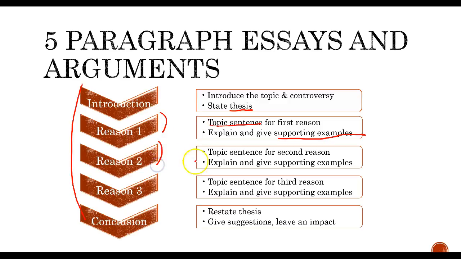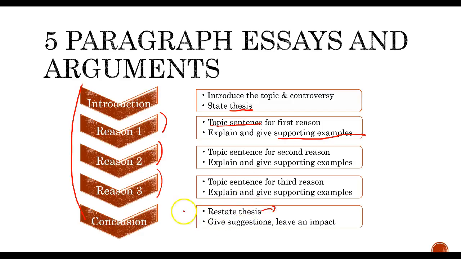Our second reason could be because kids might not spend much time with family, or it could distract them from their schoolwork. And then our third reason, we want to have a topic sentence for that, and supporting examples could be because there could be people who prey on kids. And then we say, in conclusion, Facebook accounts are not a good idea for kids. So we're restating the thesis in a slightly different way.